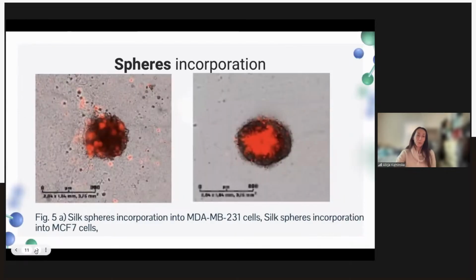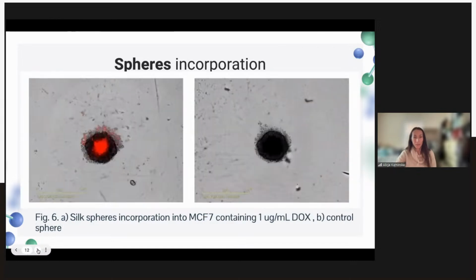Next, we move to sphere incorporation into spheroids. You can see those red spots are spheres, which are fluorescently labeled, on the two cell lines, on the left MDA-MB231 and on the right the MCF7 cells. Here we loaded spheres with doxorubicin, our first trial with a chemotherapeutic agent. On the left you can see the MCF7 spheroid with spheres which include doxorubicin at a concentration of 1 microgram per ml. And on the right side, control spheroids with spheres, but without doxorubicin.